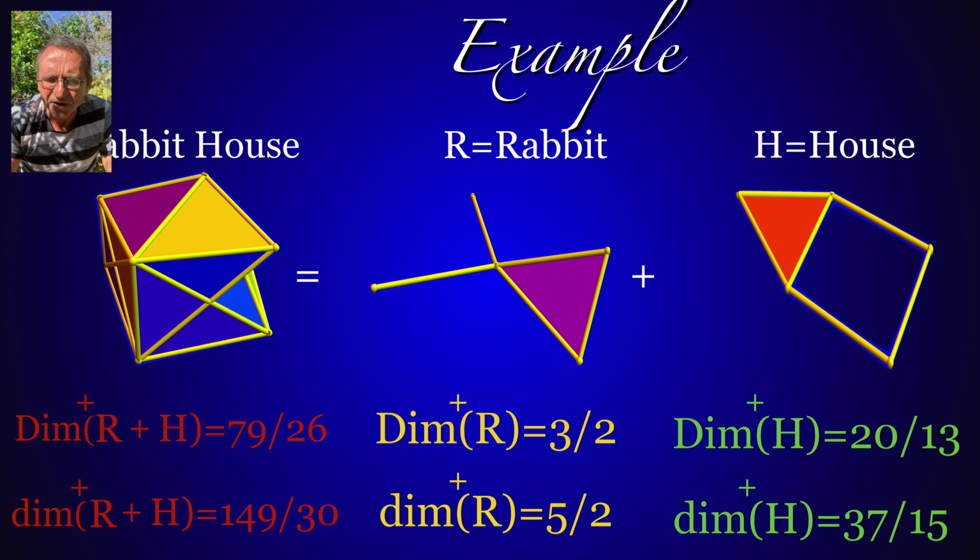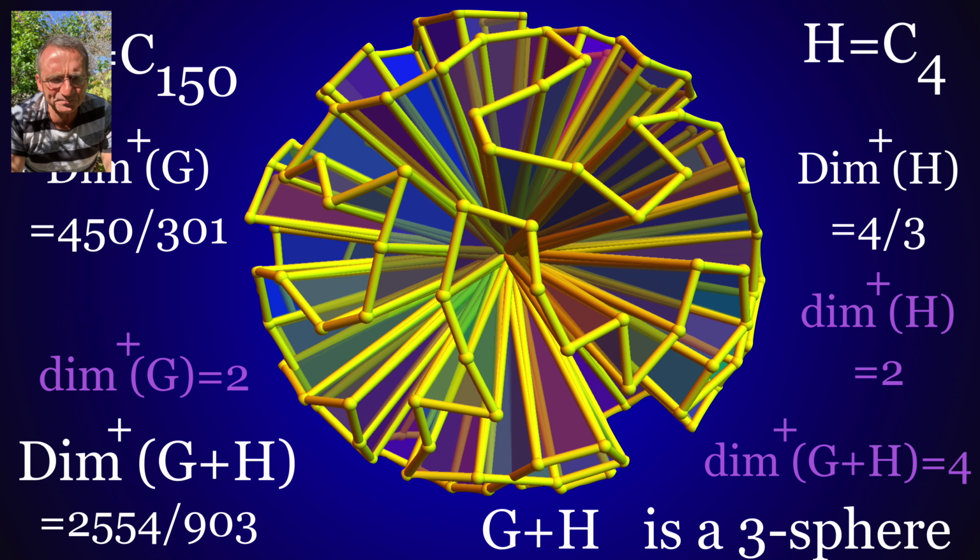I have another example here, the rabbit graph and the house graph. This gives the rabbit house graph when we add them. And we see here both dimensions, the inductive dimension below and the average simplex cardinality above. You see these are rational numbers and they add up. They are additive.